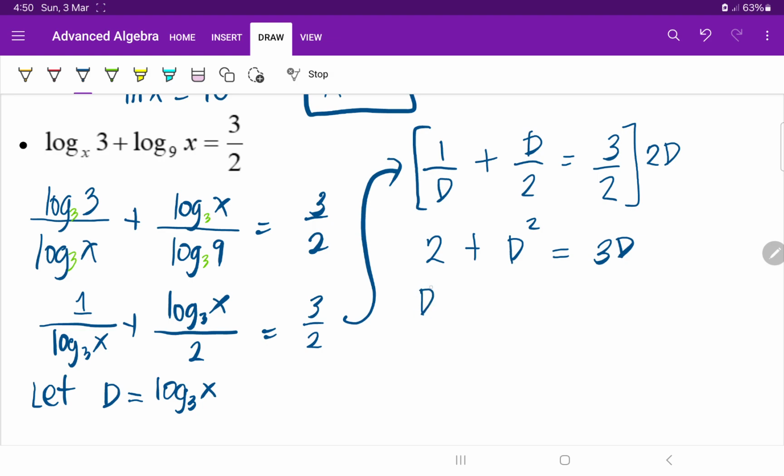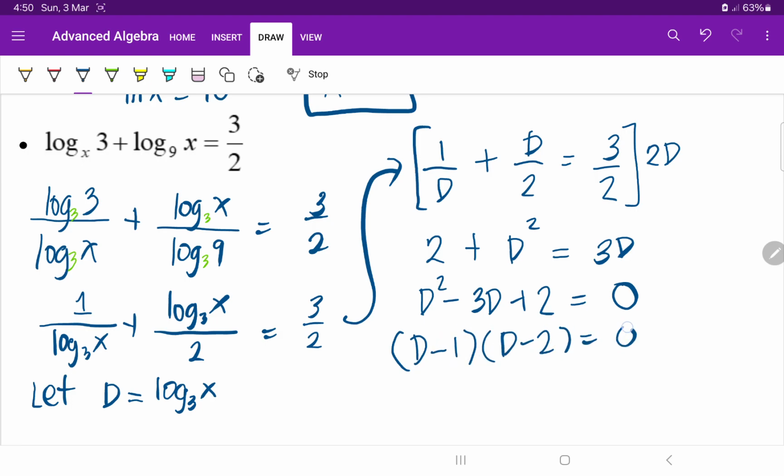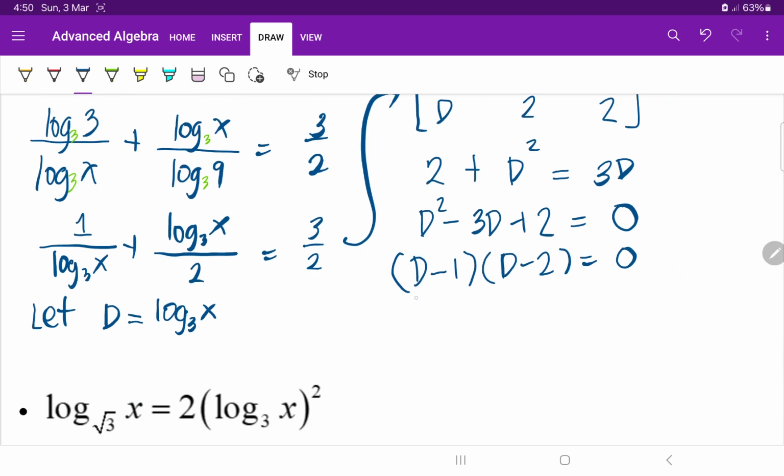So, d squared, ilipat lahat sa left side, minus 3d plus 2 equals 0. Okay? Can we use factoring here? Yes, we can. So, this is d minus 1 times d minus 2 equals 0. Okay, so giving us d equals 1 or d equals 2. But then again, we want x, not d.